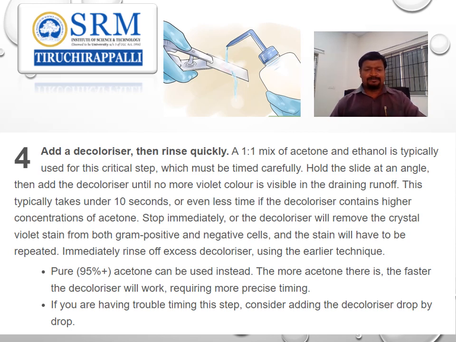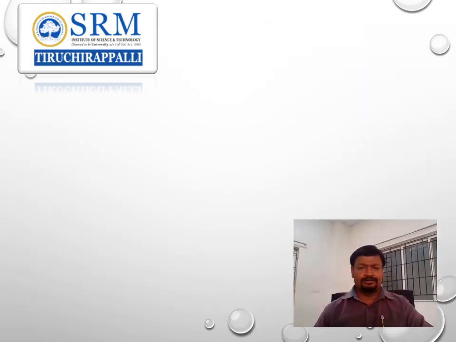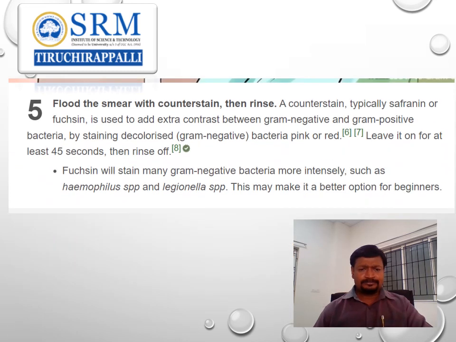Pure 95% plus acetone can be used instead. The more acetone, the faster the decolorization works, so it requires more precise timing. If you have trouble with timing, consider adding the decolorizer drop by drop, one by one, clearly.